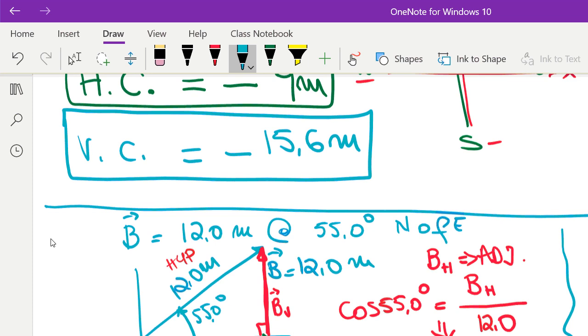I hope that you understand. We can go over more examples like this in class. This is how you find the components of a vector.